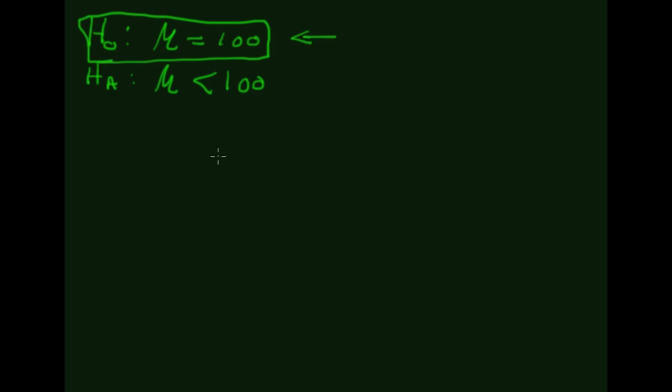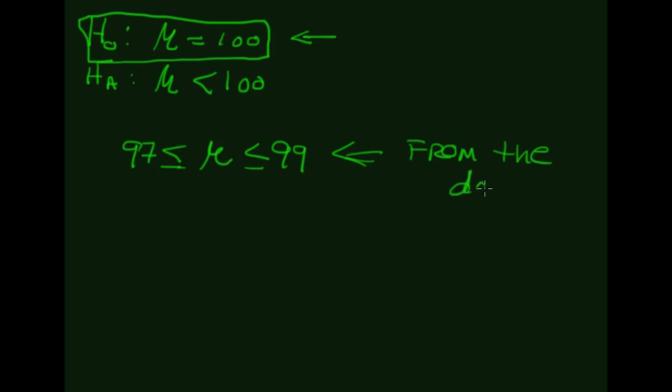Okay? So let's say that the data tells me that I can draw the conclusion from the data that the population mean has to be strictly between 97 and 99. Well, 100 is clearly not on that interval. So if I get this from the data and it contradicts the null hypothesis, then I say that I reject the null. So I reject the null hypothesis.